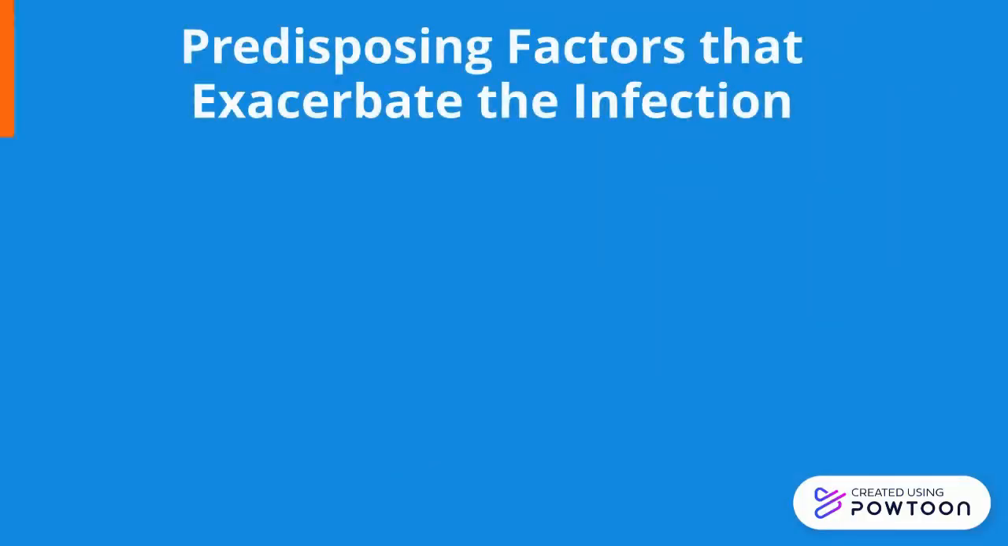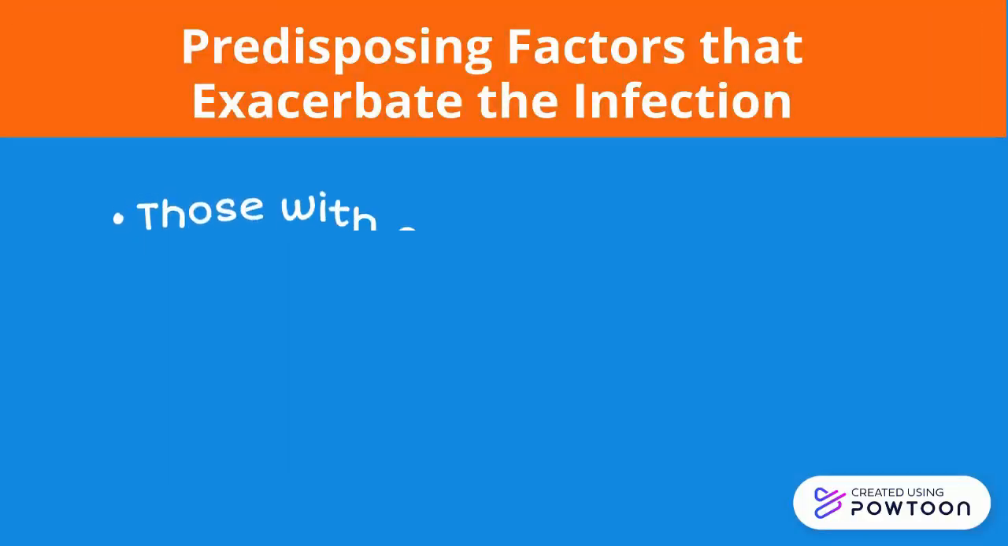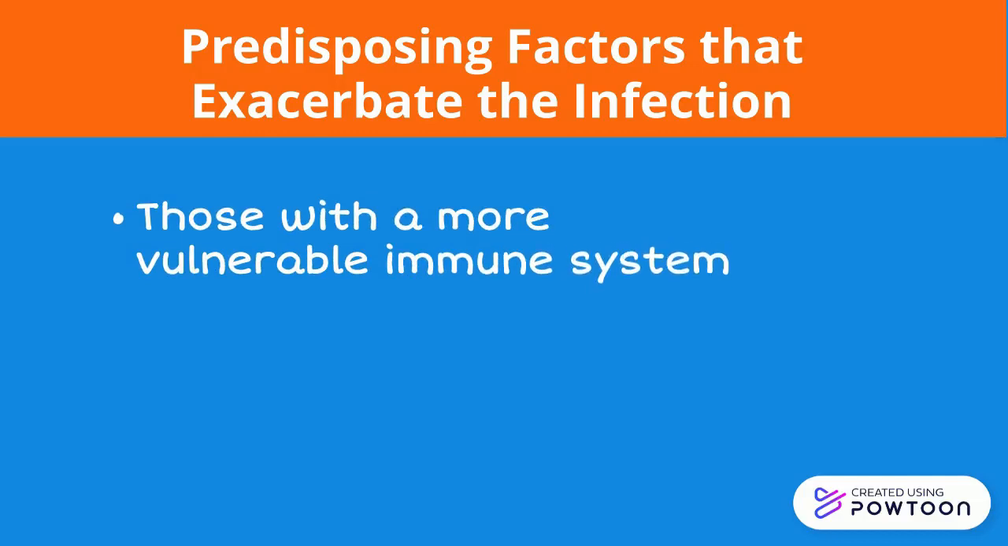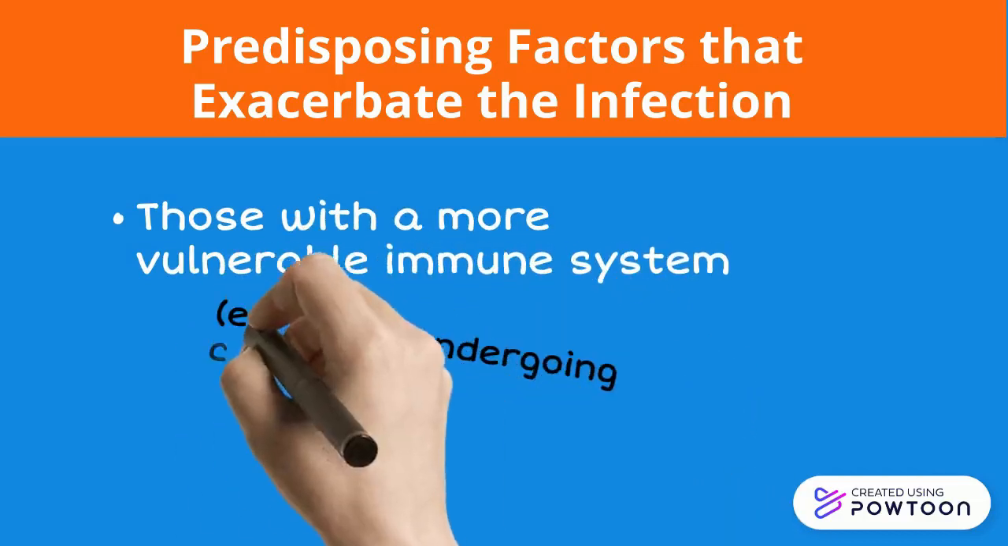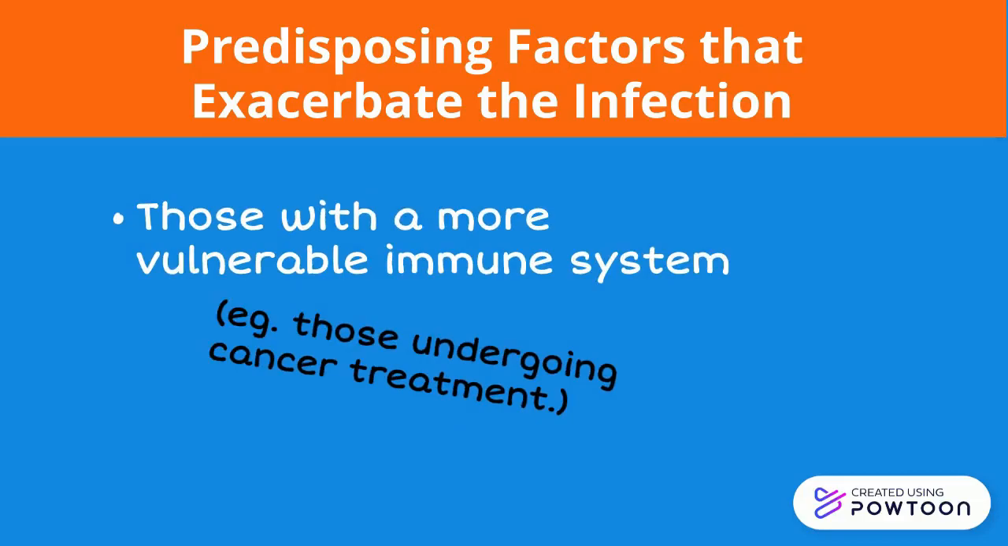Although anyone can contract golden staph, there are certain predisposing factors that could exacerbate the infection. Those who have a vulnerable immune system or have a chronic illness, such as those undergoing cancer treatment, are more susceptible to contracting the disease and a more serious risk of complications developing earlier, because their body is not able to battle the infection as well. Also, those who have recently undergone surgery, such as for a pacemaker, are placed at a significantly higher risk of developing septicemia through contamination of the implant.